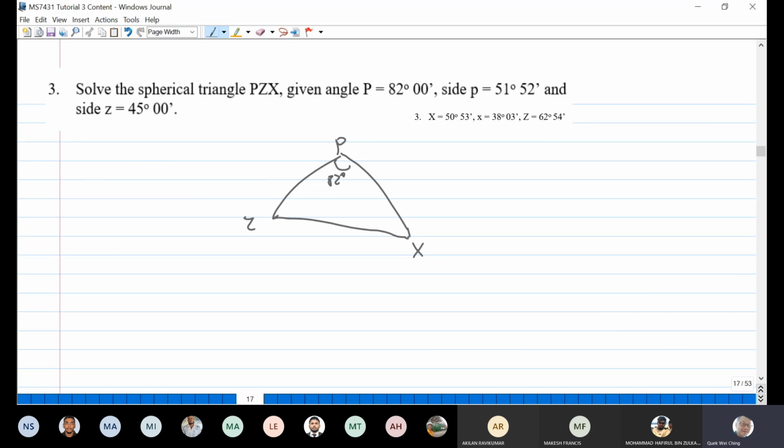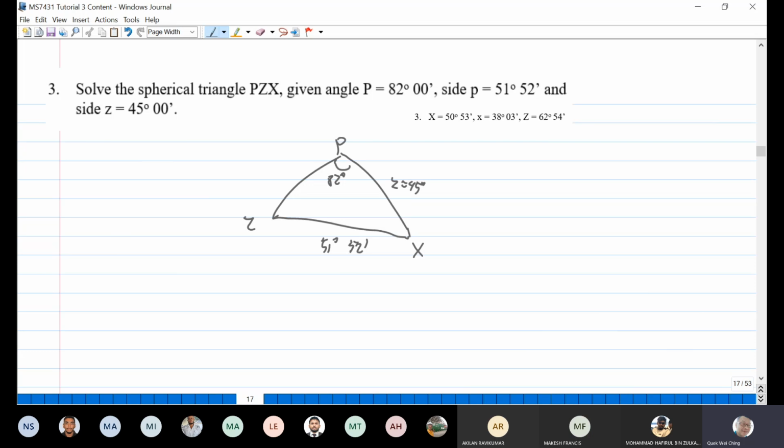Side opposite P is 51 degrees, 52 seconds. Okay, opposite side P, 51 degrees, 52 seconds, 51 minutes. And then what else? Side Z, opposite angle Z, is 45 degrees. These are the information you know.